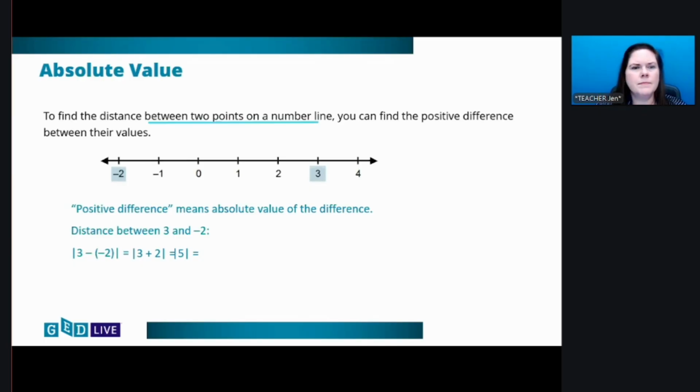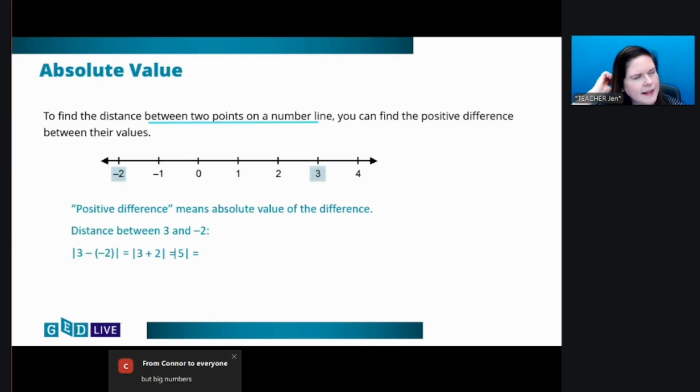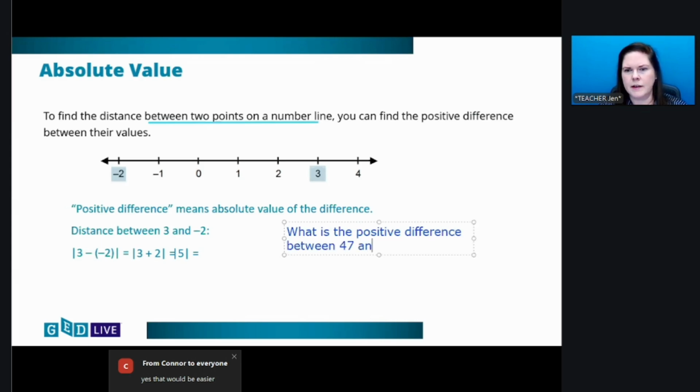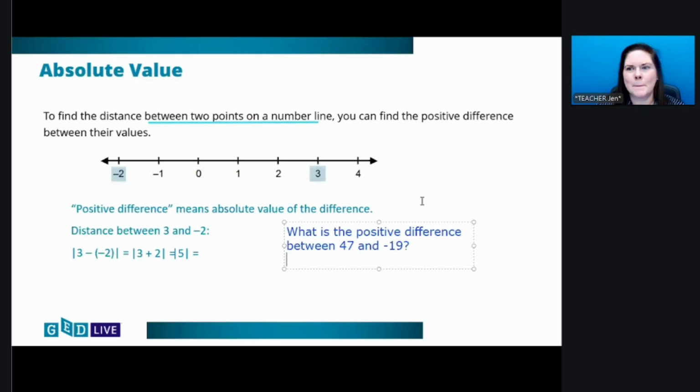But if they wanted the positive difference between like 47 and -19, then it will be really handy to have a way to solve that. So I'm going to work that example over here on the right. Let's say we wanted this example. What is the positive difference between 47 and -19, otherwise known as how many steps?